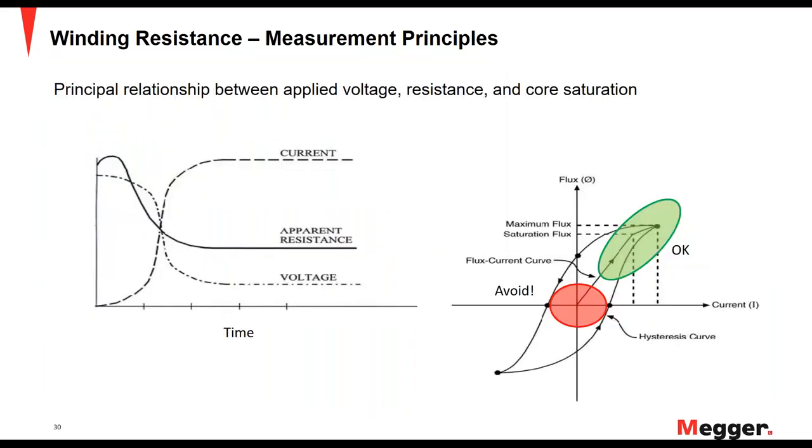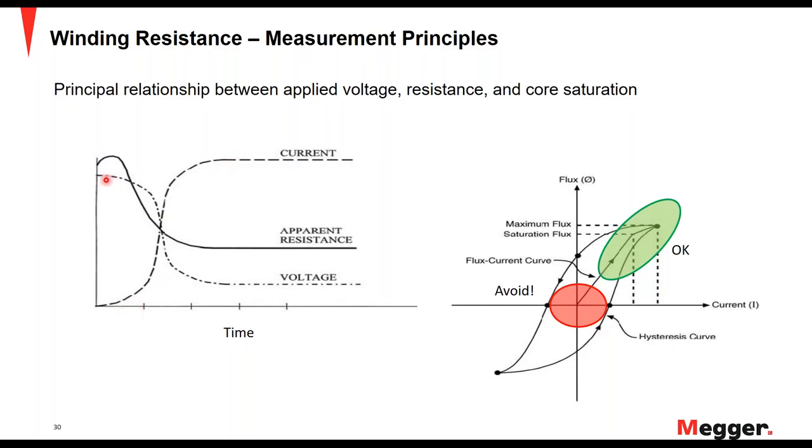Now let's review the relationships between the voltage that's applied, the resistance that's measured, and core saturation. If you look on the left side of your screen at time t equal to 0, when you are beginning the test, you have the current at 0. That current does not instantaneously change, as you can see from the graph. It takes some finite time to stabilize.